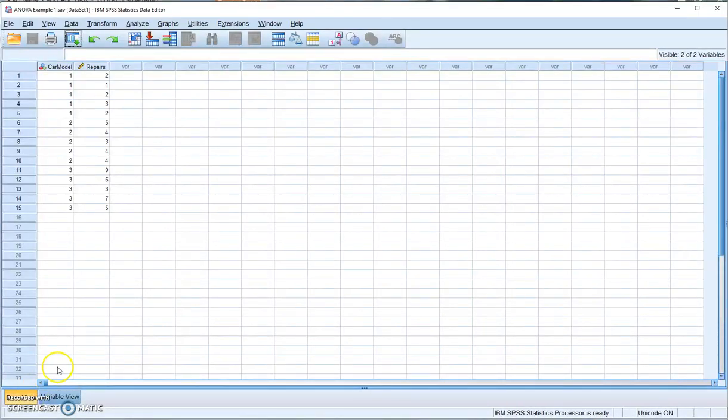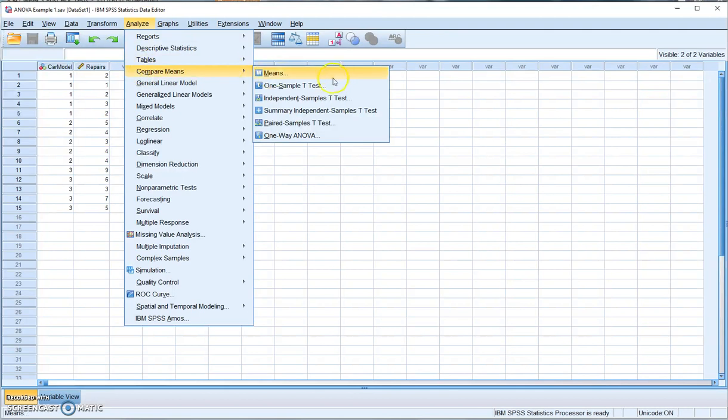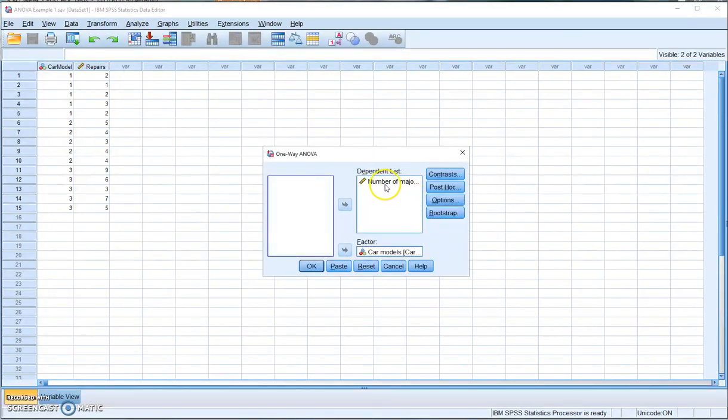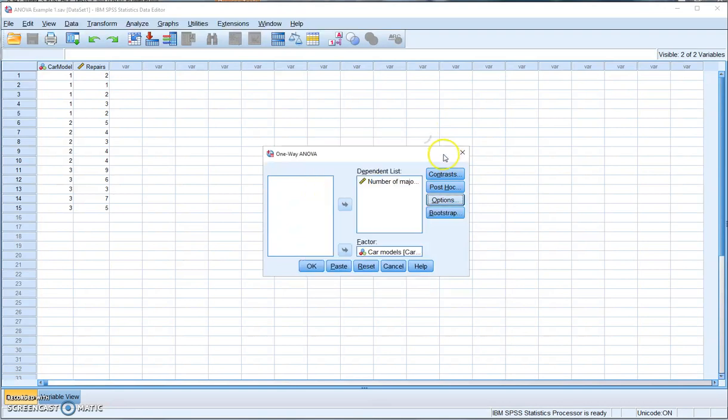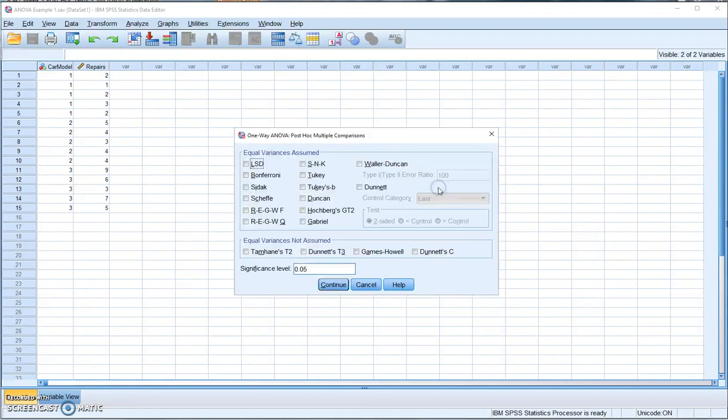We can request the post hoc pairwise comparison in SPSS as well. So I have the data in SPSS. I'm going to do the one-way ANOVA. The number of repairs is my dependent variable. Car model is my independent variable. And I always request the descriptive analysis and test of homogeneity of variance. To get your post hoc test, you go here, the button says post hoc, and you have a bunch of options. For now, to simplify this video, I'm going to choose Tukey and continue.